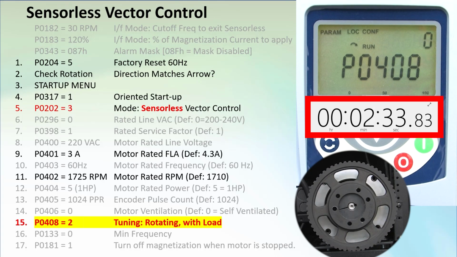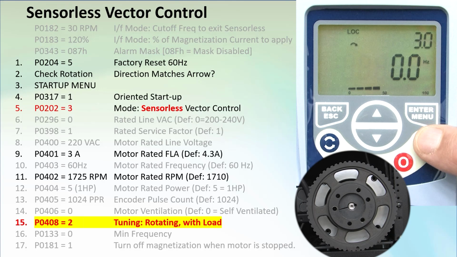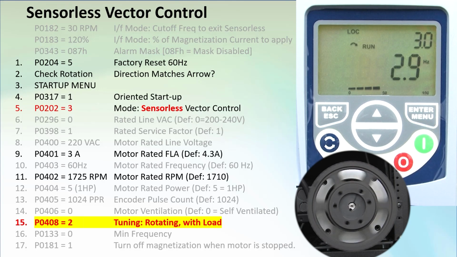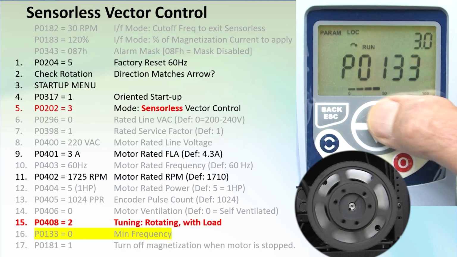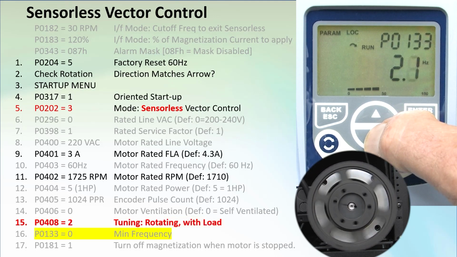When tuning's done, the drive restarts. That took around 3 minutes. Not bad at all. I'll hit run, and the drive spins the motor up to its default min frequency of 3 Hz. Let's go to parameter 133 and change the min frequency to 0 Hz so we can mess around with the lower speeds.